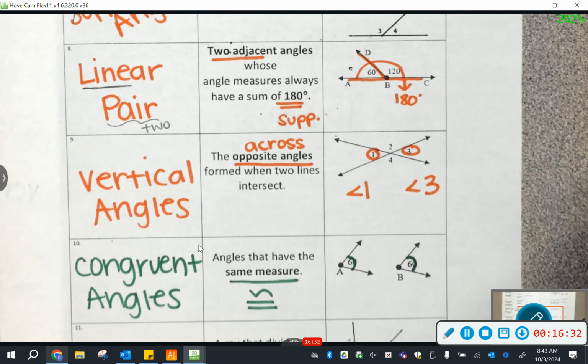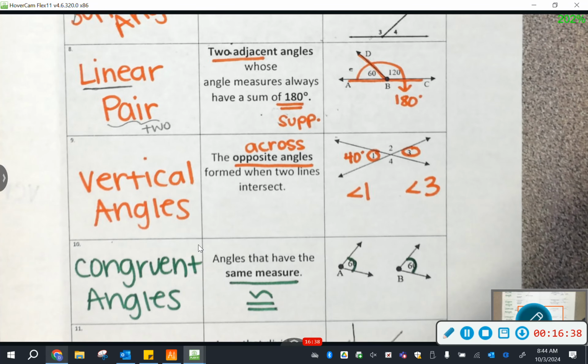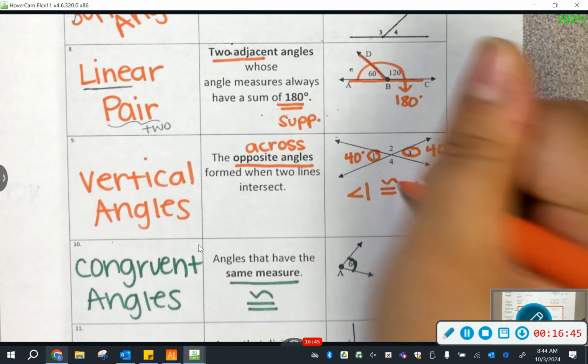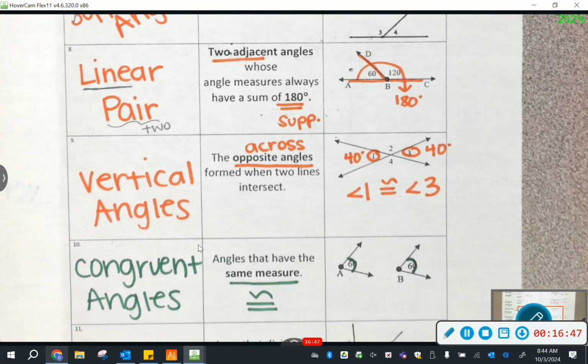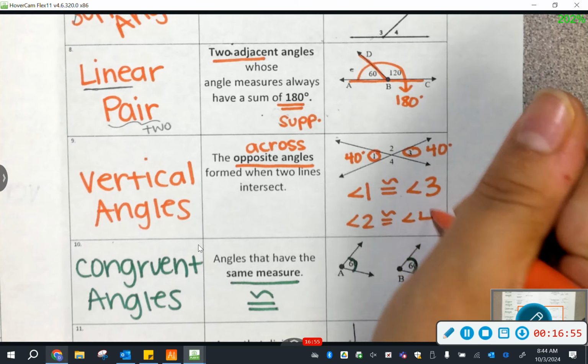And the reason why I like vertical angles so much is, what if I said this was 40 degrees? If angle 1 is 40, what do we know about angle 3? It's also 40. They are congruent. What about angle 2? What's it vertical to? Angle 2 is vertical to angle 4.